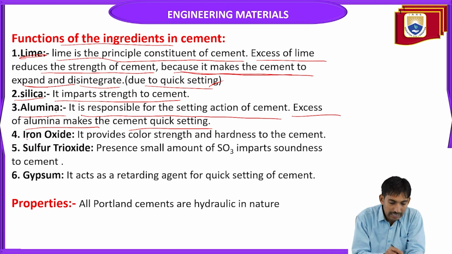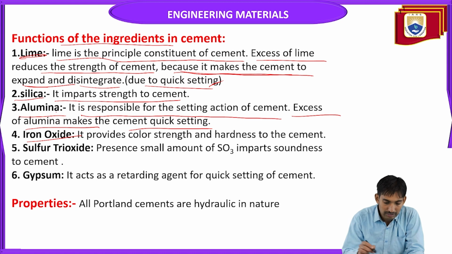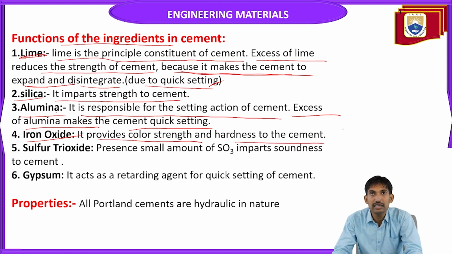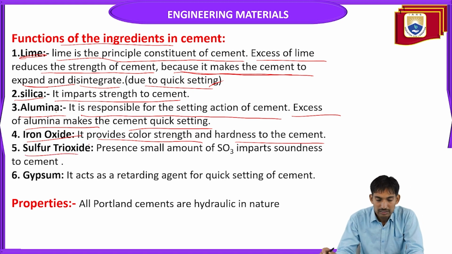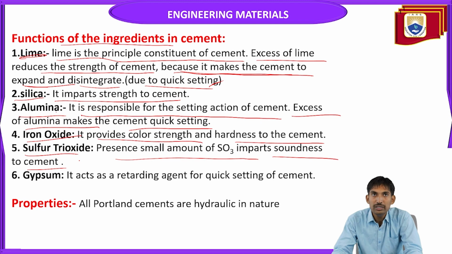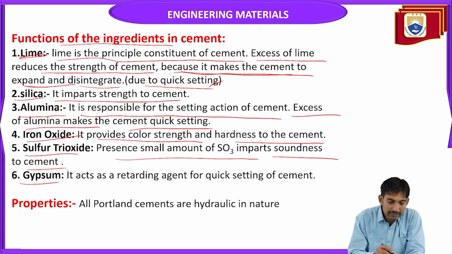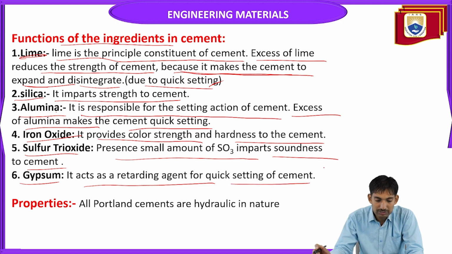The fourth one is iron oxide. The function of iron oxide present in the cement is that it provides color, strength and hardness to the cement. The fifth one is sulfur trioxide. The presence of a small amount of sulfur trioxide imparts soundness to cement. The sixth point is gypsum. It acts as a retarding agent for quick setting of cement.